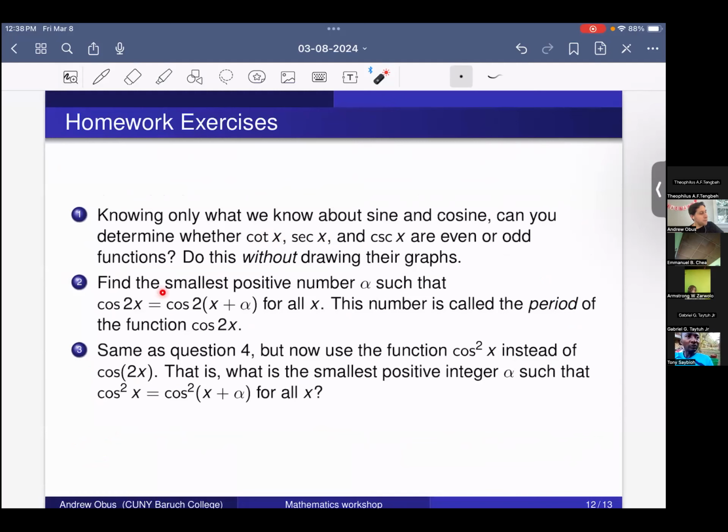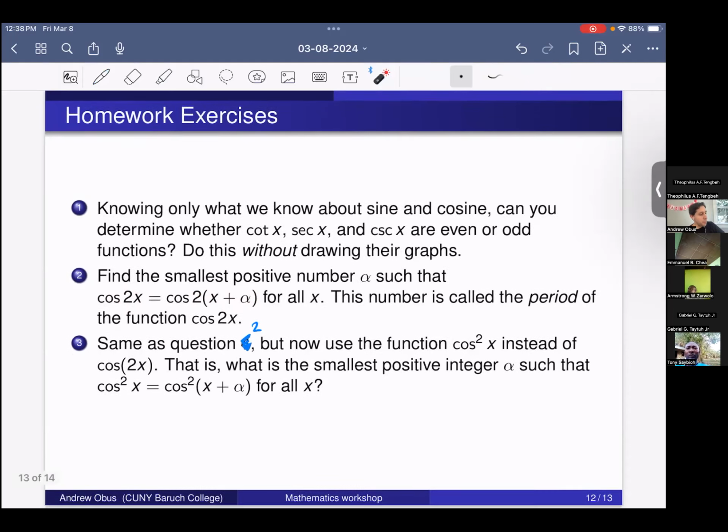Number 2 is find the smallest positive number alpha such that cosine of 2x equals cosine of 2x plus alpha for all x. So this number alpha is what's called the period. So it's saying if I take the graph of cosine of 2x, how quickly does it repeat itself? What can I plug in for x by adding something that will make this graph repeat itself? Can you find the smallest number alpha that does that? And then, oh, that shouldn't say question 4. That should say question 2.